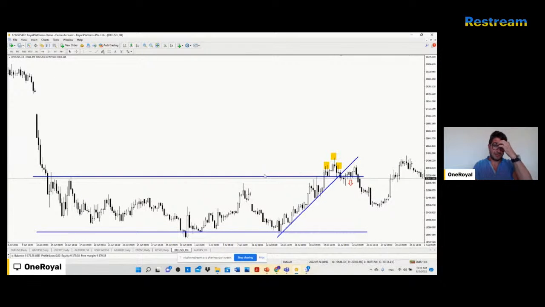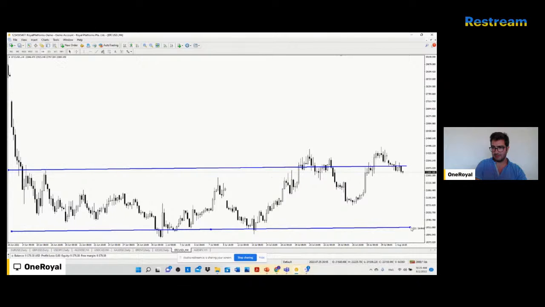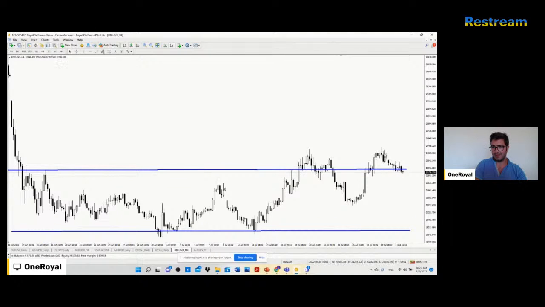BTC USD, it's still trading inside this range. Okay, we have a breakout here that turned out to be a fake one. The market entered back inside this range, and then here the market tried again to move to the upper side of this range, but it seems also the bears are coming and pushing the price to the downside.